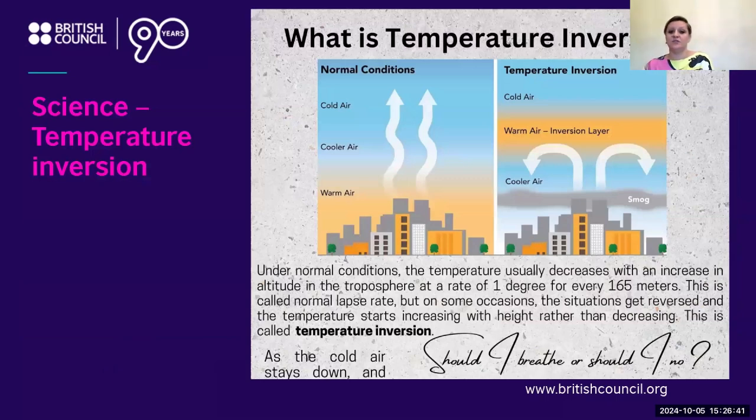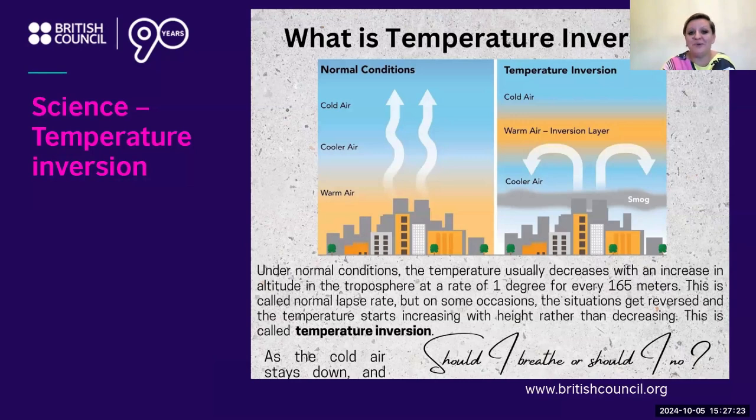To add more science to the project, I also introduced the notion of temperature, a practical demonstration of temperature inversion. Temperature inversion is a very natural phenomenon in our city. So in normal conditions, warm air is closer to the Earth's surface, and with the increase in height, the air gets colder. However, under some natural conditions, cold air stays down, warm air goes up, and it creates this inversion layer which doesn't let the smog, the air pollution, disperse.